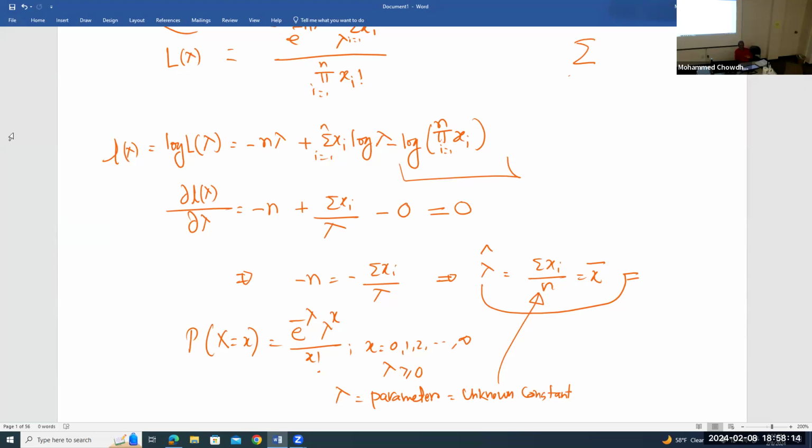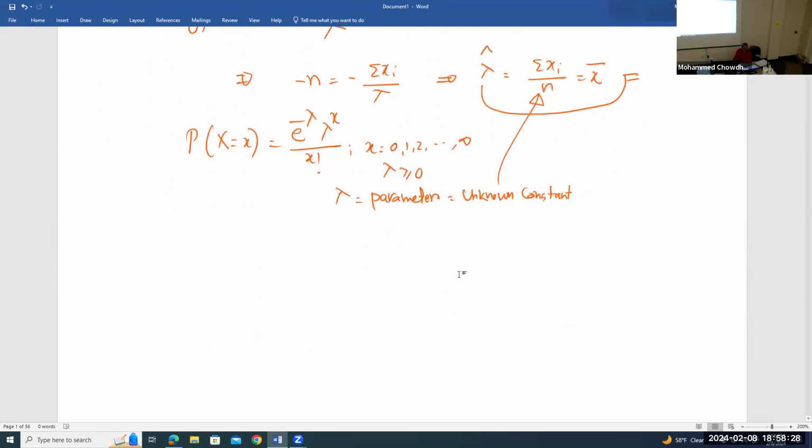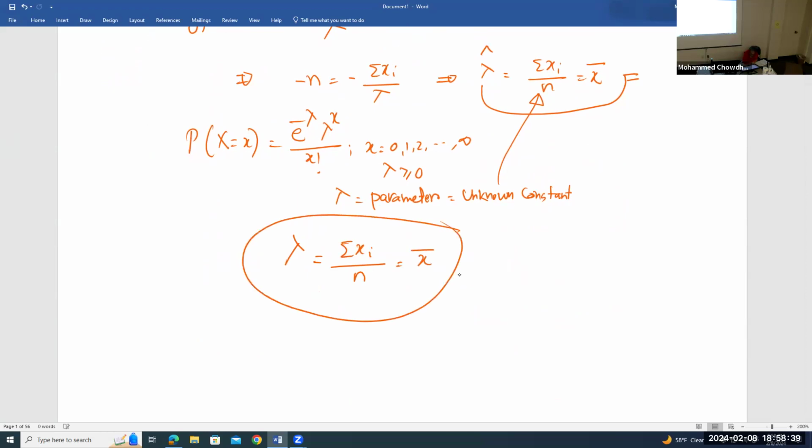What is the approach? Maximum likelihood approach. There are other approaches of estimation, Bayesian approach and others. So what you have learned is that for any probability distribution, the parameter can be estimated. The Poisson distribution parameter lambda is mathematically estimated, which is equal to this, and I have shown you. This is the estimate of the Poisson distribution parameter.